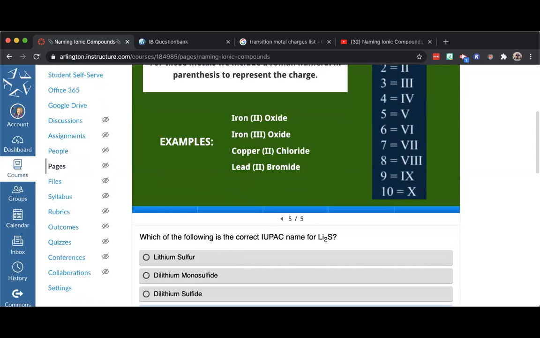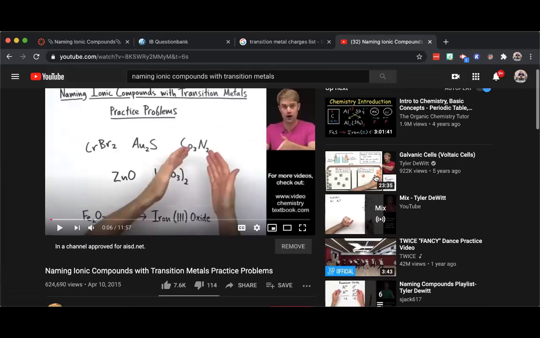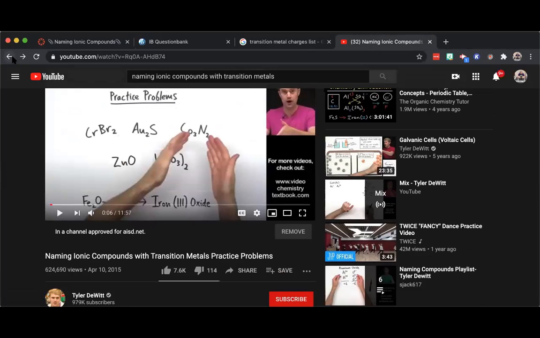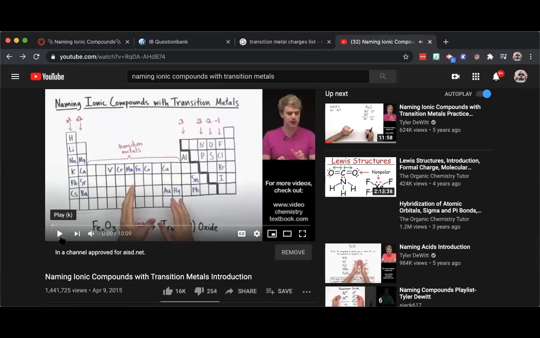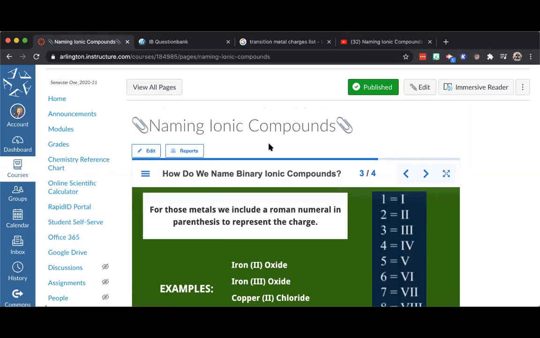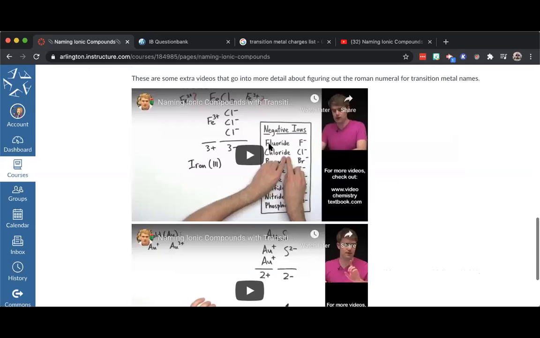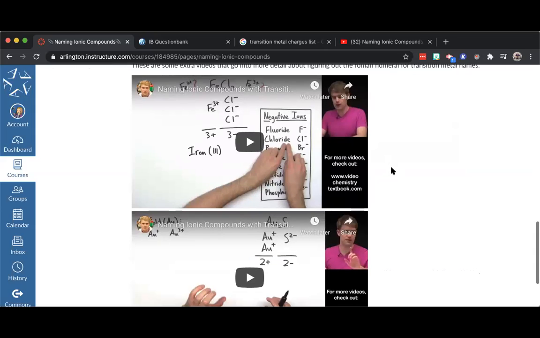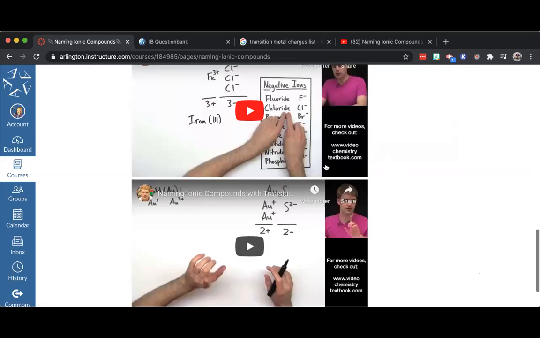Okay, and so you can write the Roman numeral. So I'm going to, actually, I'm going to go back first. So these are a couple of videos that I actually put on the Canvas. I actually just added them. So when you go back to your note page from today, this naming ionic compounds page, underneath the lesson, they're at the bottom of the page. So I put these 2 videos, I embedded them here. So if you need to go back and look at them again, if you're trying to do practice with the Roman numerals with the transition metals, you can go back and refer to them.